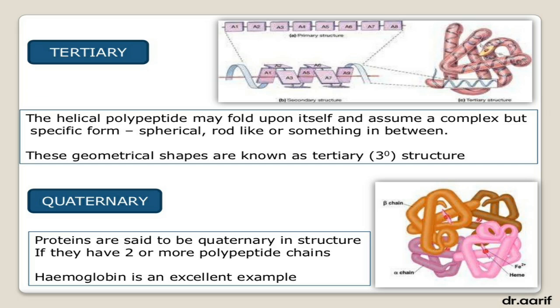Tertiary structure. The helical polypeptide may fold upon itself and assume a complex but specific form, spherical, rod-like or something in between. These geometrical shapes are known as tertiary structure. Quaternary structure. Proteins are said to be quaternary in structure if they have two or more polypeptide chains. Hemoglobin is an excellent example of quaternary structure of protein.